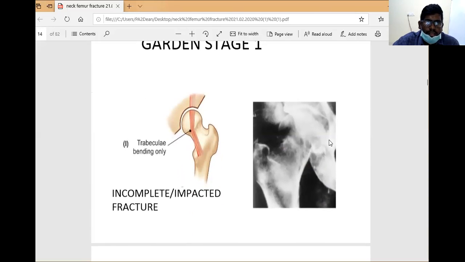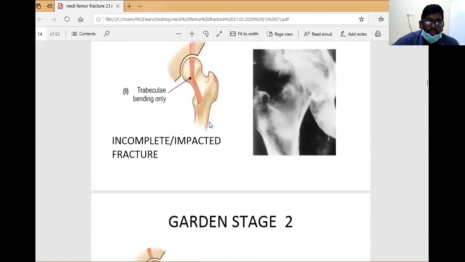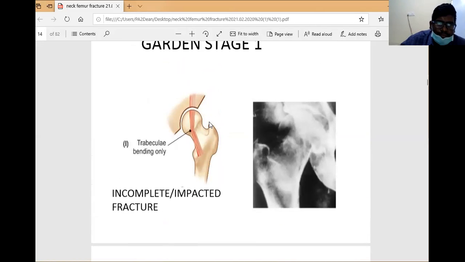First one is Garden stage 1, that is an incomplete or impacted fracture. Impacted means it is undisplaced and the fracture is collapsed, compressed, and there is a bend in the trabecula only. So this is the trabecula in the acetabulum, the trabecula in the head, and there is a bend in the trabecula only. So it may be a stable one.